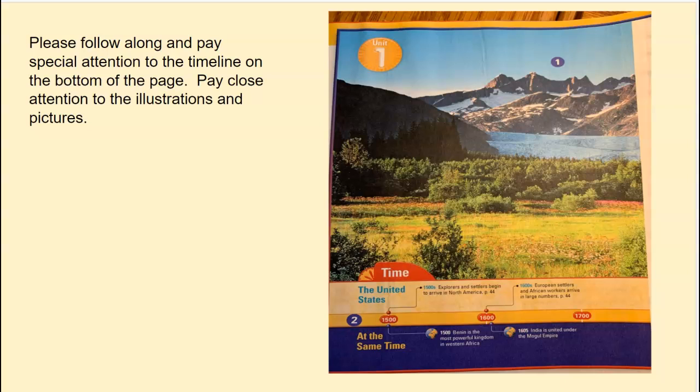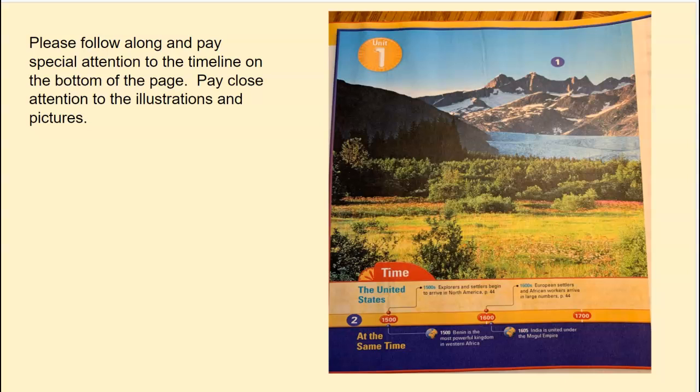And you're going to notice that we are looking at a timeline on the bottom of the page. If you're in the textbook, the timeline runs across the bottom of 4 pages. A timeline runs from earliest to greatest, and you have to pay close attention to the intervals. On this page, the intervals of time are 100 years. So we start at 1500, then we go to 1600, then we go to 1700. It's almost like a number line or a ruler.